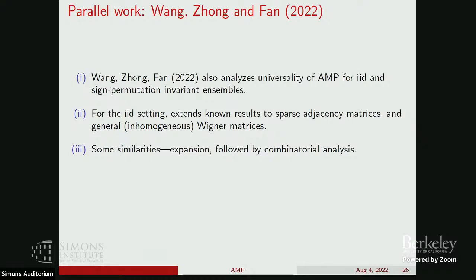So they do both. For the IID setting, they actually improve the existing results quite a lot, and they prove that even if the matrix is the adjacency matrix of some sparse random graph with diverging degrees and things like that, so very general Wigner matrices, you still have the same result. So I think this definitely fills in a very important gap in the existing literature.